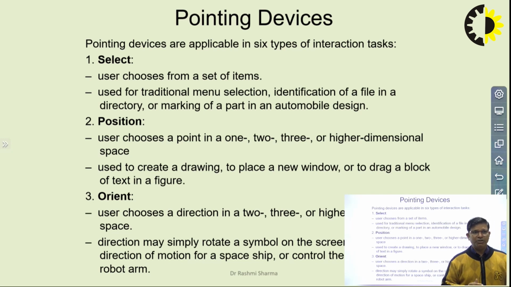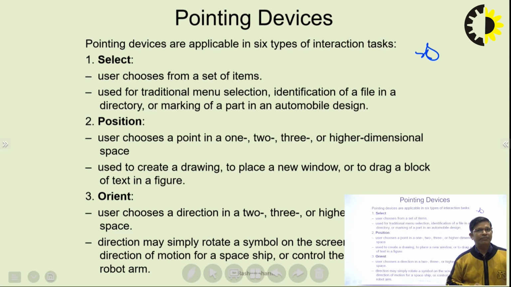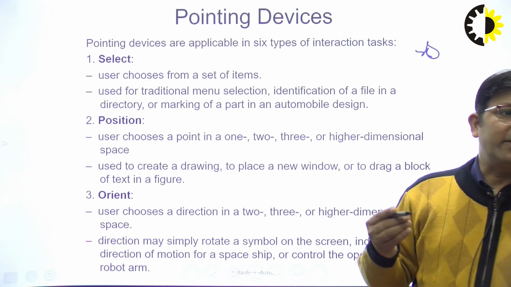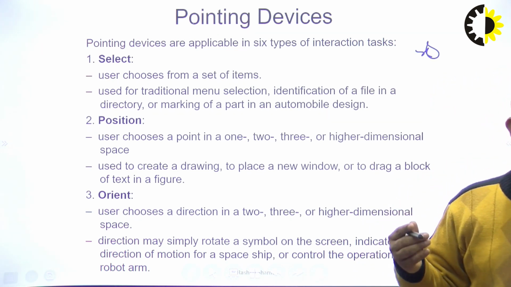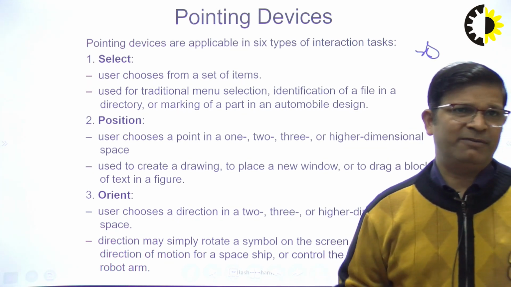Position: the user chooses a point in 1, 2, 3 or higher dimensional space. It is used to create a drawing. We can sketch, and we can do any type of drawing. Orient: the user chooses a direction, maybe simply rotating a symbol on a screen, indicating a direction or moving in space. We can do any of this with pointing devices.